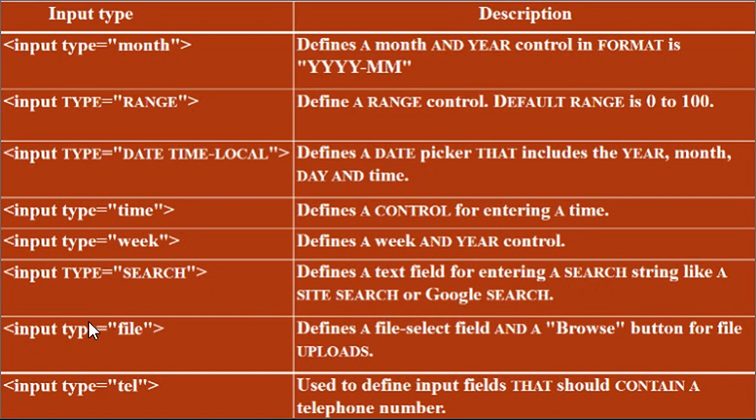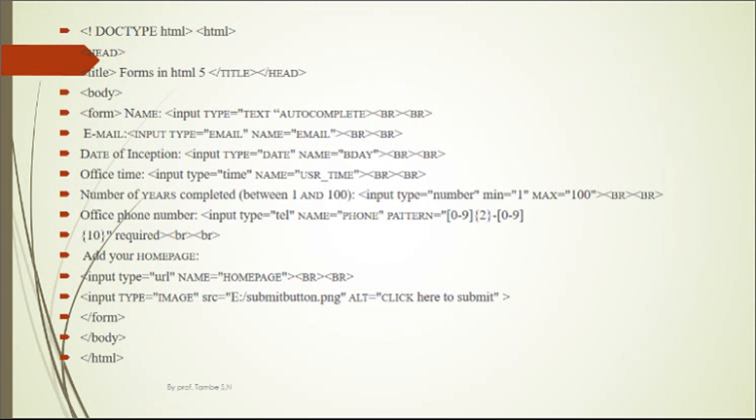Next input type is equal to file. When we want to define a file select field and browse button for the file upload, at that time we can use input type is equal to file. Next one is input type is equal to tel. It is used to define an input field that should contain a telephone number. By using these inputs we are able to write a very good design of the form.